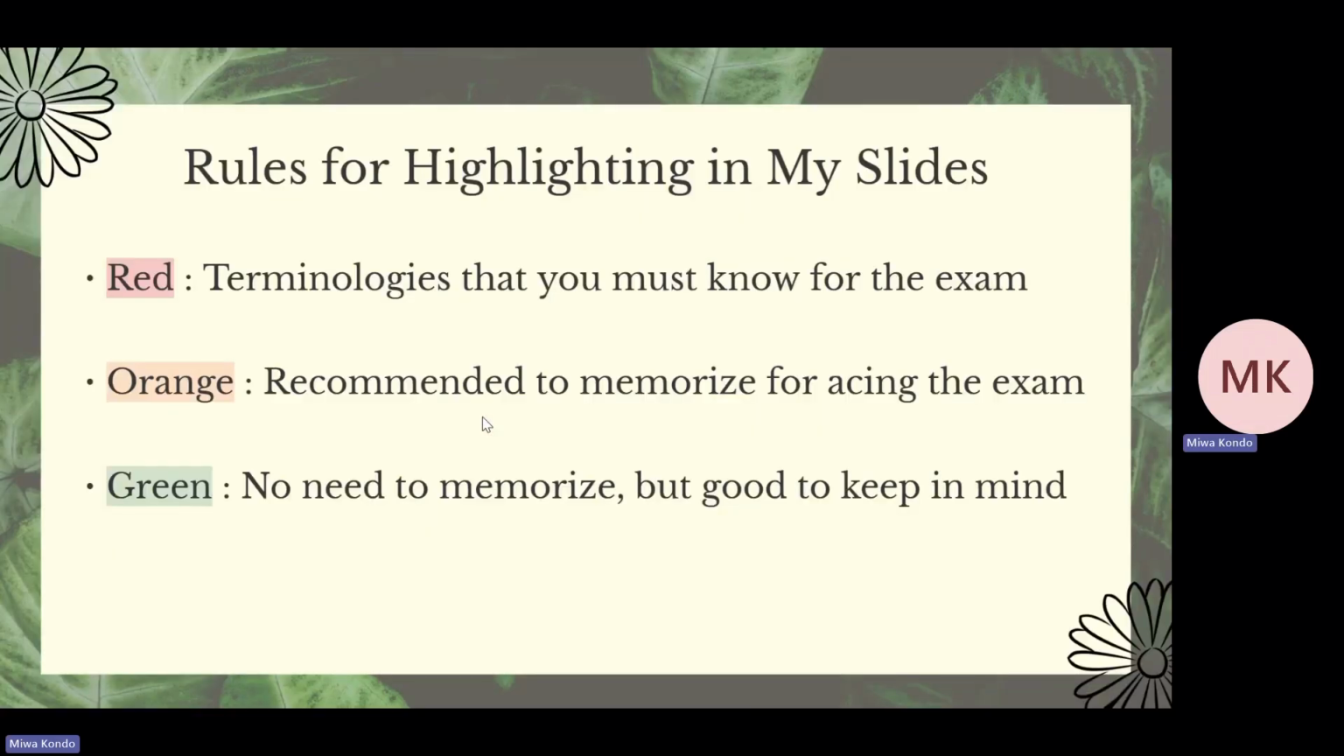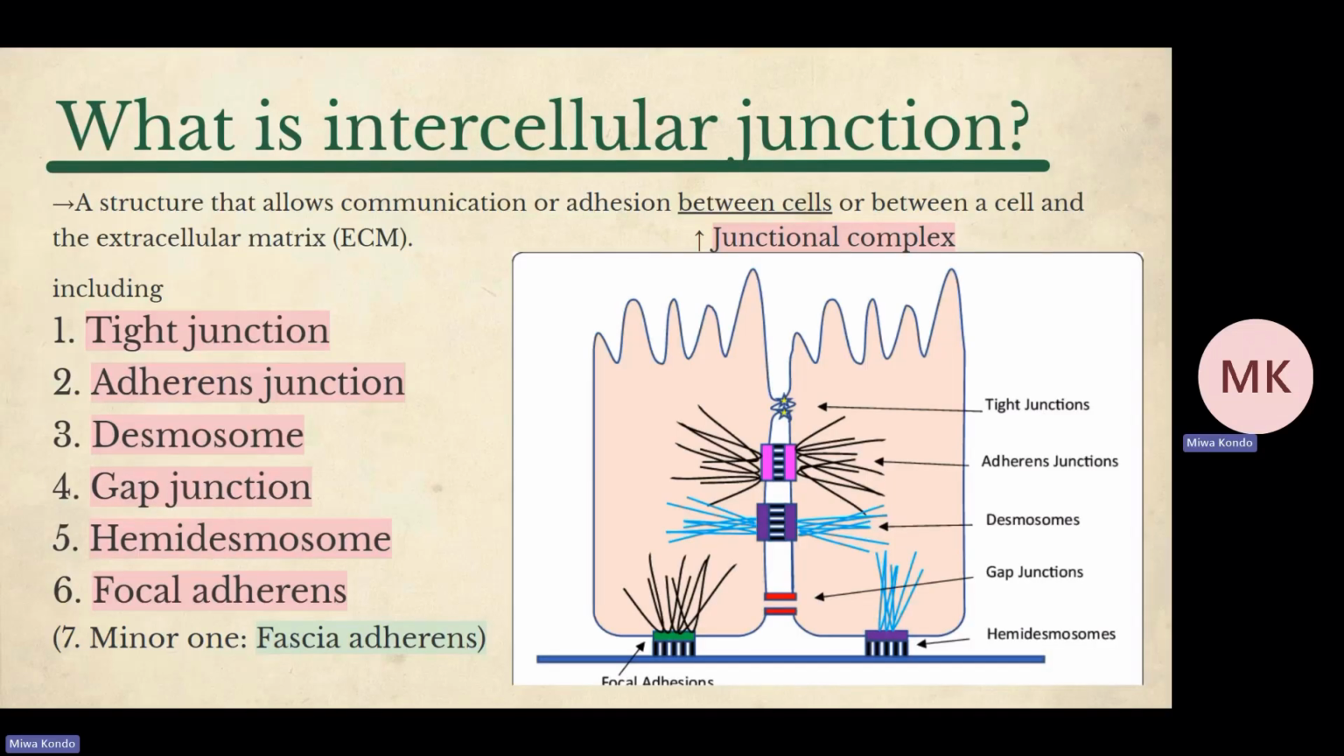Before actually getting into the topic, let me explain how the highlights in my slides work. Red highlights are for terminologies that you must know for the exam. Orange is for the terms recommended to know for acing the exam, though not essential. And green is for terms that you do not need to memorize, but just good to keep in mind. All right, let's dive in.